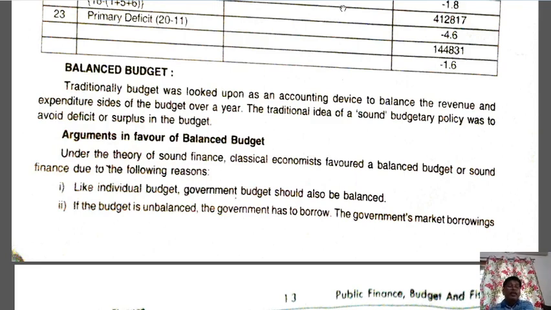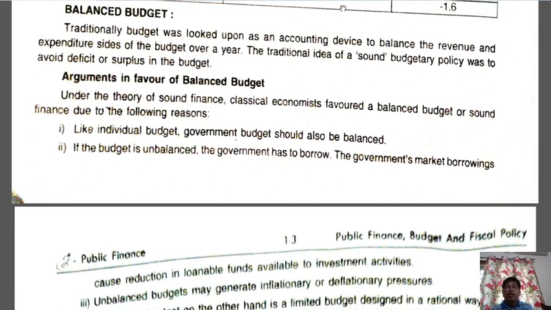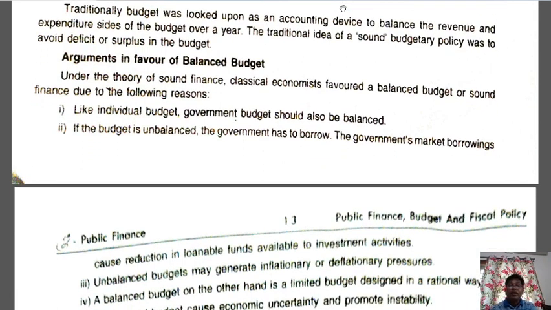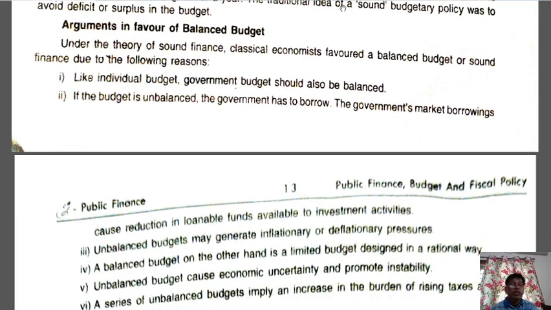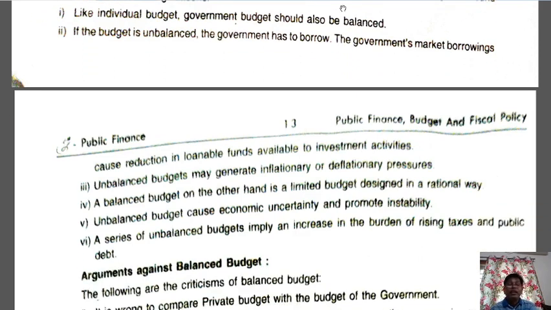The arguments in favor of the balanced budget, under the theory of sound finance in classical economics, are the following. First, like an individual budget, the government budget should also be balanced. Second, if the budget is unbalanced, the government has to borrow from the market.